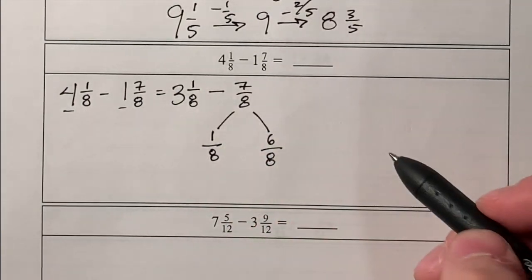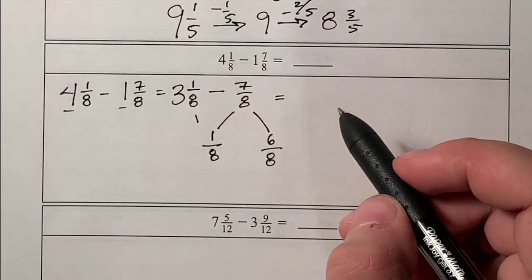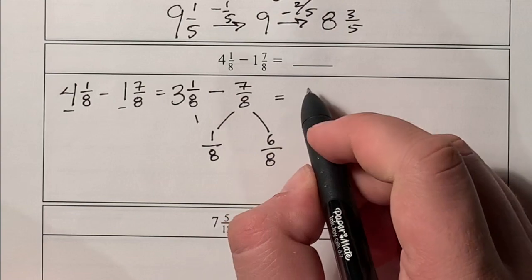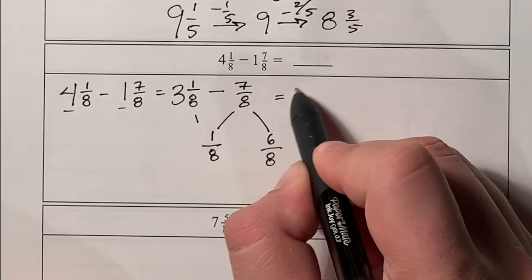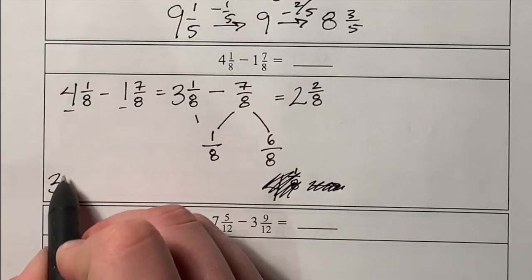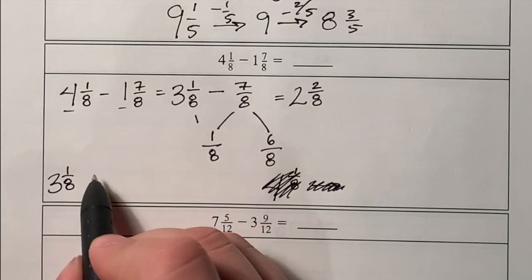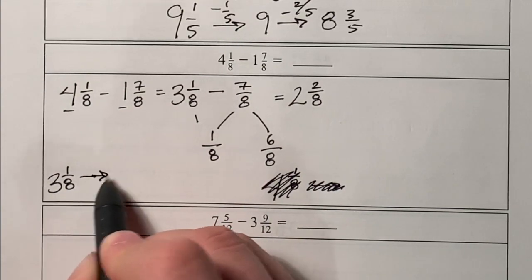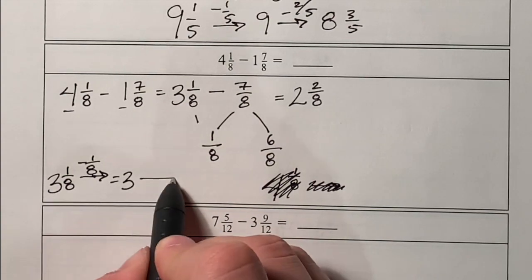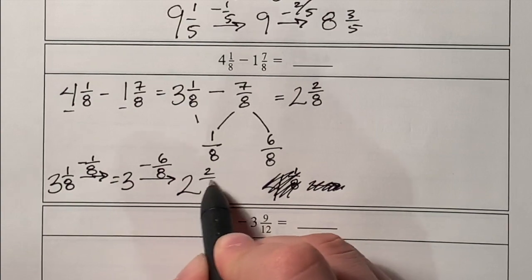6 plus 1 is 7. I subtract here first. I get 3 minus 6/8. 3 minus 6/8 is the same as 2 and 2/8. To show that using the arrow method, I have 3 and 1/8. Remember, I start with my subtracting of the whole numbers. I take away the first leg of my number bond. I get 3. Then I take away the second leg of my number bond. I get 2 and 2/8.